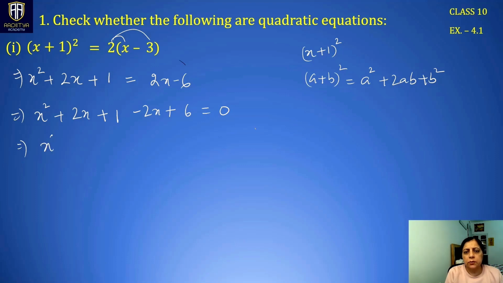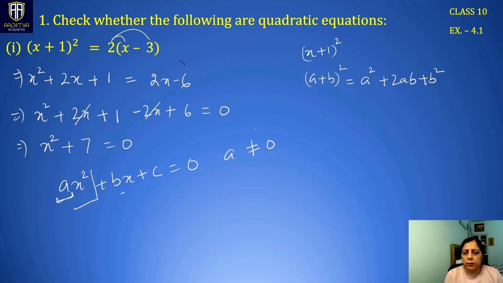Now this becomes x square. You can see that these two terms are getting eliminated. And finally we have 1 plus 6, which is 7. So here we had learned in the introductory video that the standard form of a quadratic equation is ax square plus bx plus c is equal to 0, where a is not equal to 0. That means the coefficient of x square can never be 0. Otherwise, if it is 0, that means this term becomes 0. We are left with highest power of x being 1 in the equation. That makes it a linear equation.